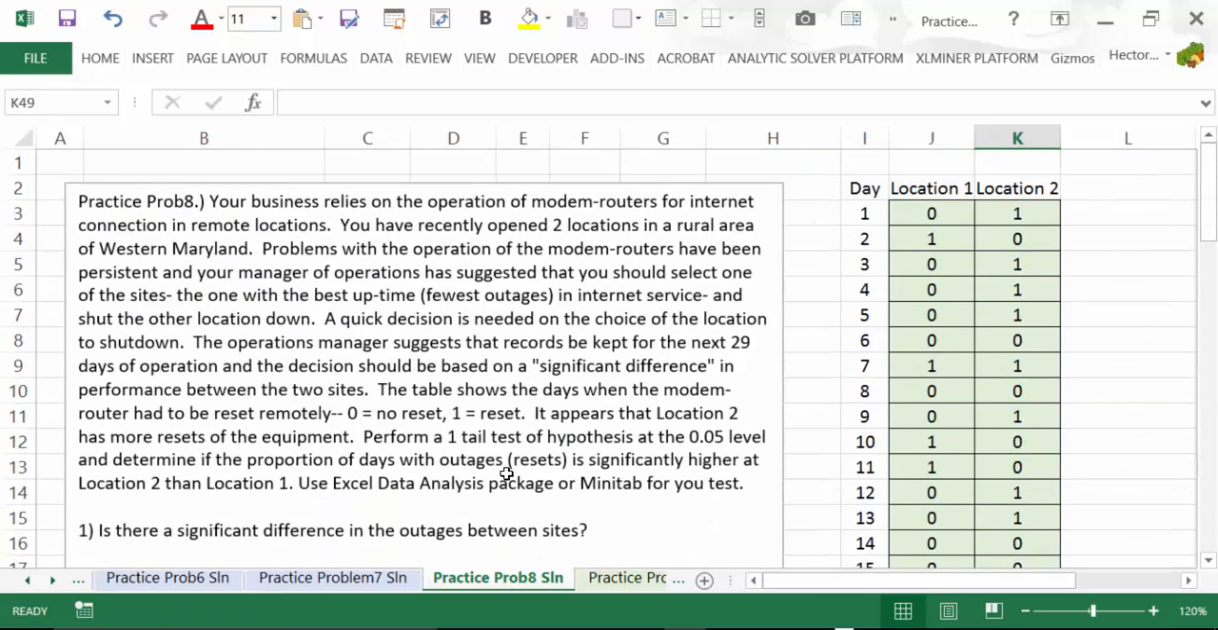So there's another test of hypothesis. At this point, we should be experts in this area. That's the end of problem 8, module 3.